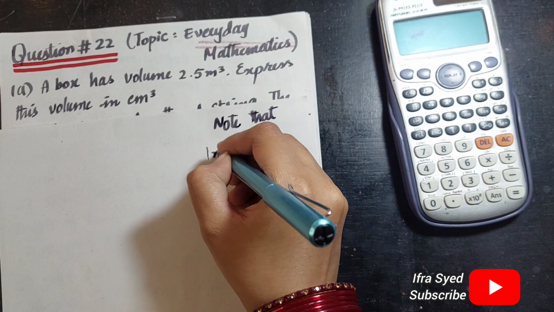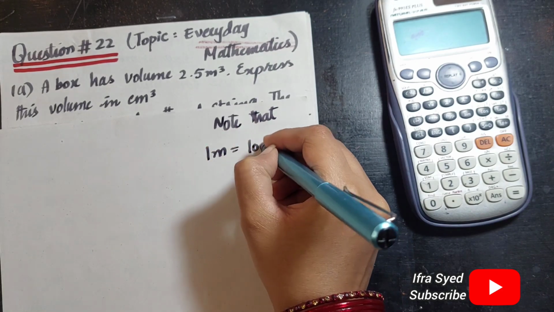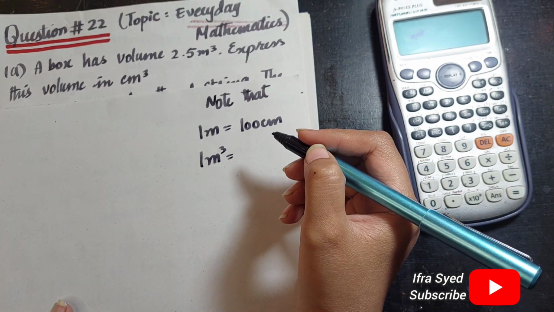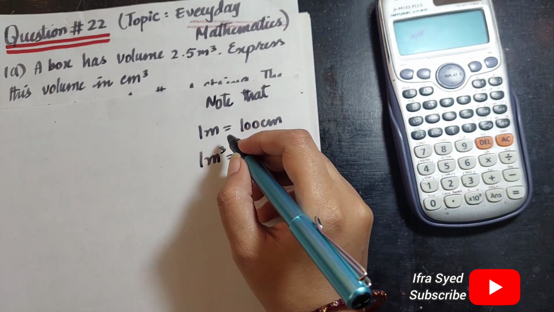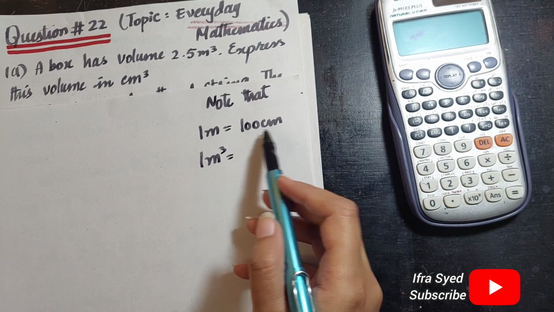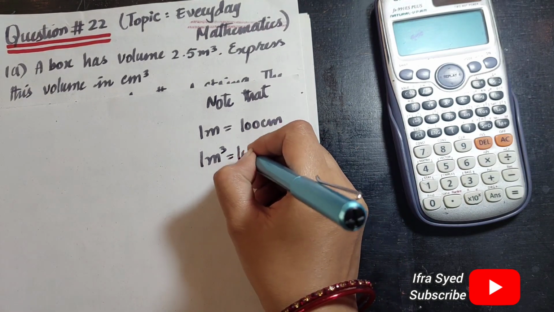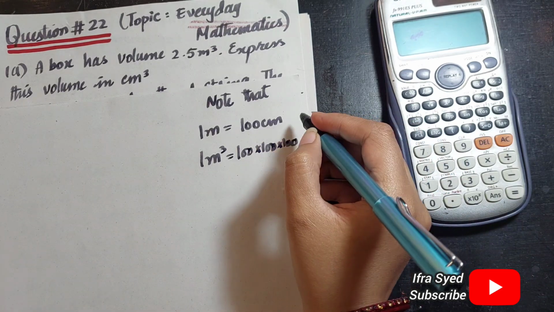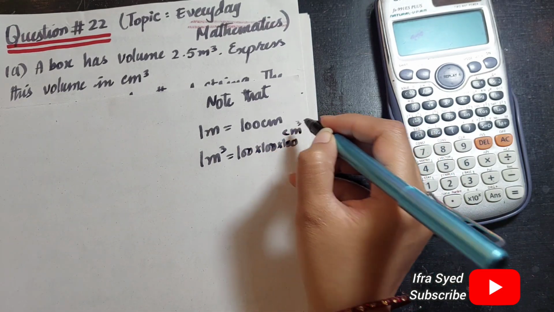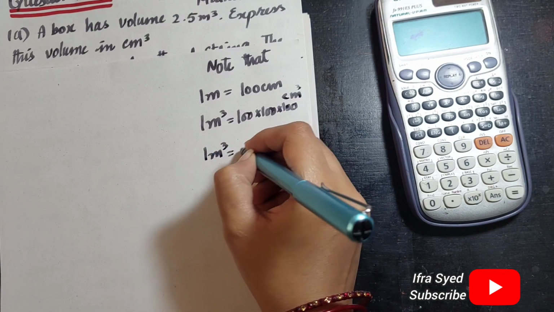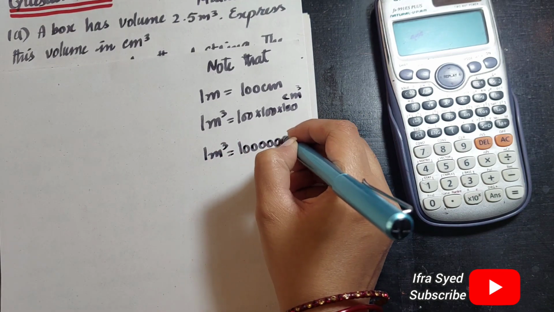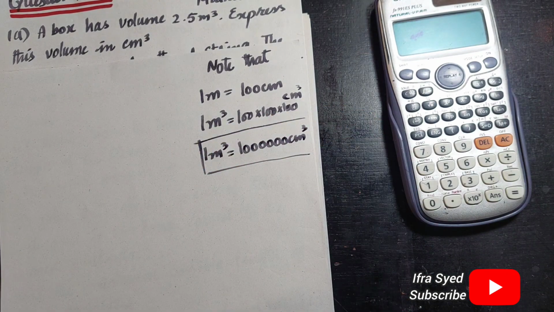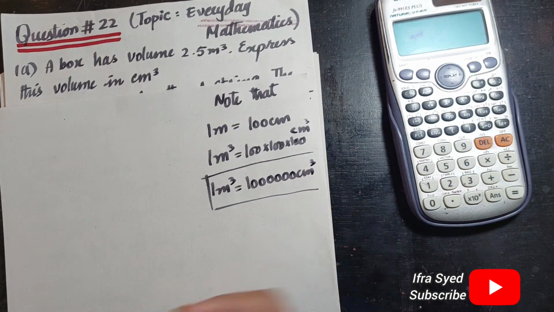1 meter is equals to 100 centimeters, and 1 meter cube is equals to, so as you can see that it's meter cube, so we have to multiply this 100 3 times. So 100 multiplied by 100 multiplied by 100, and when we multiply this centimeters 3 times, it will be equals to centimeter cube. So 1 meter cube is equals to 1 million centimeter cube. So it is very important to solve this question. So we use this to solve this question.